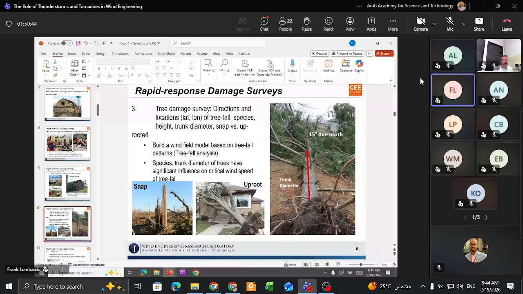In a single tree in isolation, it doesn't mean a whole lot. When you have hundreds of trees that all fall in different directions in a very coherent pattern, then you can start to do true wind speed estimation based on those, and we'll talk more about that.